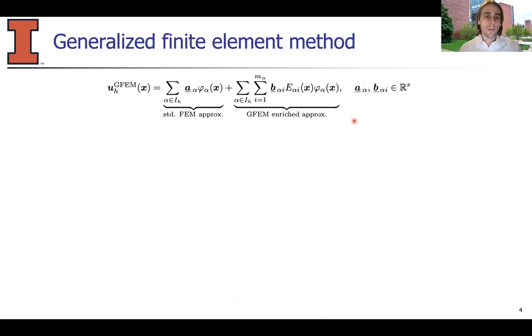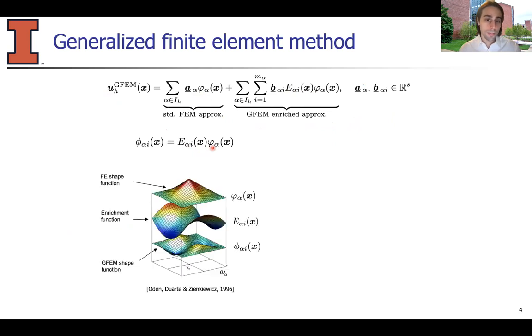Starting with the GFEM for fractures, this equation represents the approximation of the displacement vector U. It's comprised of a first term, a standard FEM approximation, with degrees of freedom A and shape functions phi, and a GFEM enriched approximation, where there are enrichment functions E. So a GFEM shape function is defined as the enrichment function times a standard FEM approximation to give local support.